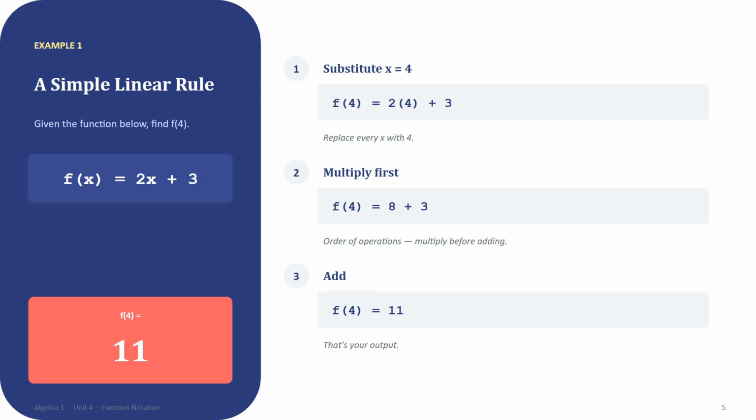Then the second step is to multiply first. Then f of 4 equals 8 plus 3. Order of operations: multiply before adding. And then now we add. f of 4 equals 11. 11 is the output. So f of 4 equals 11.